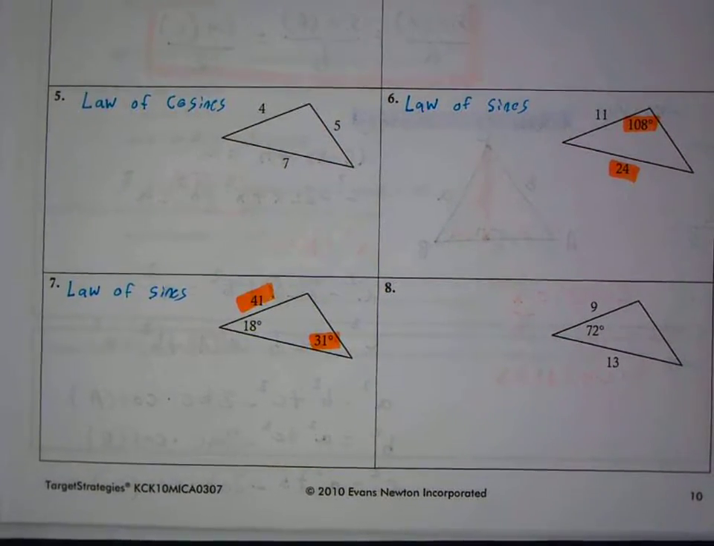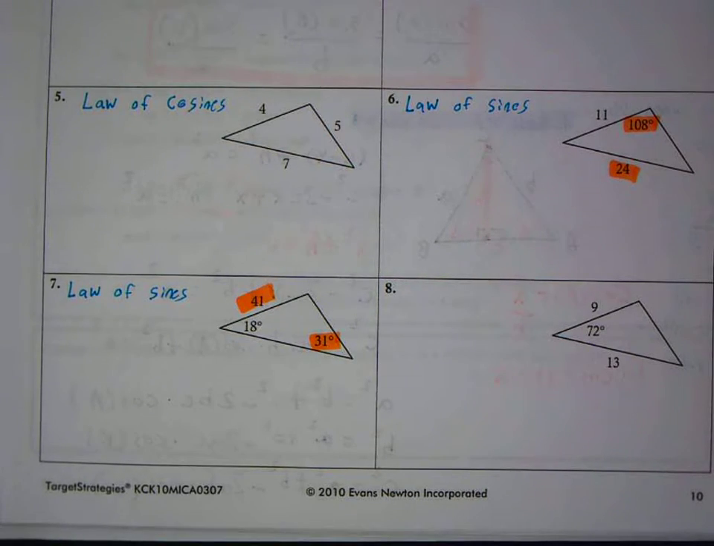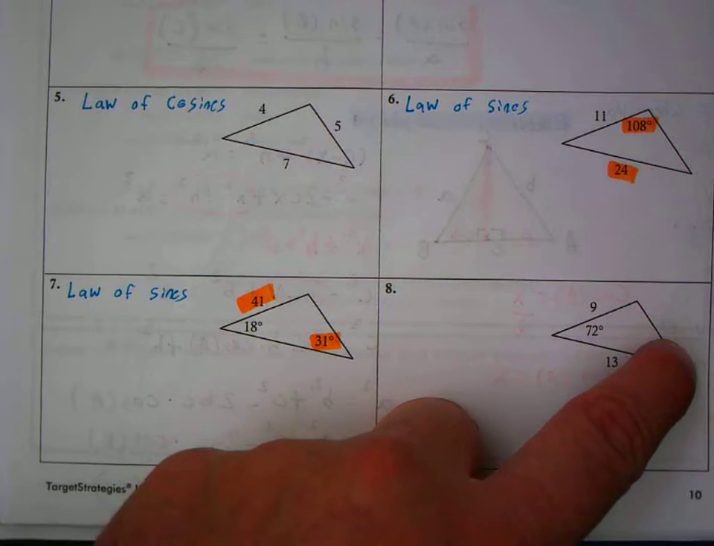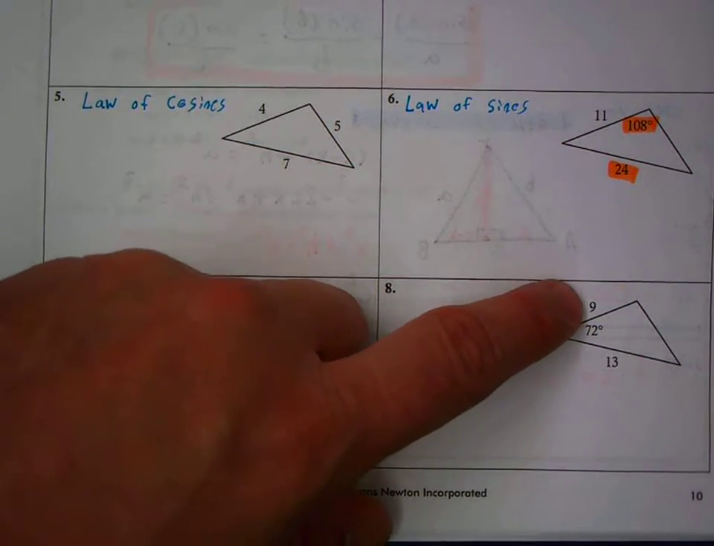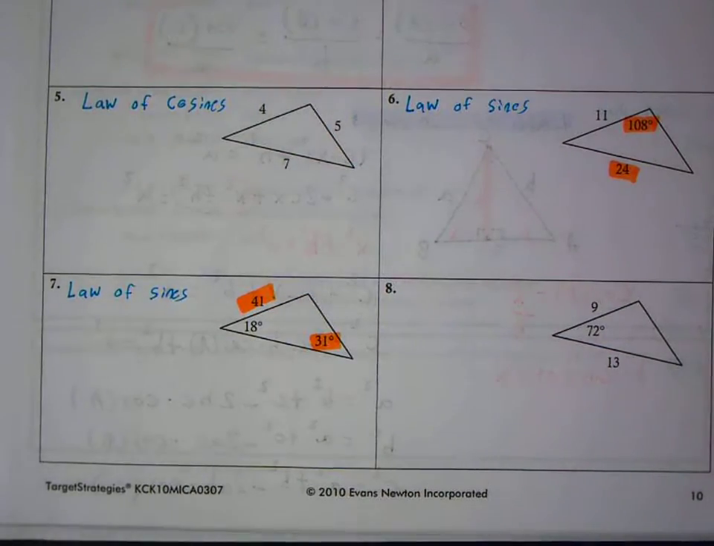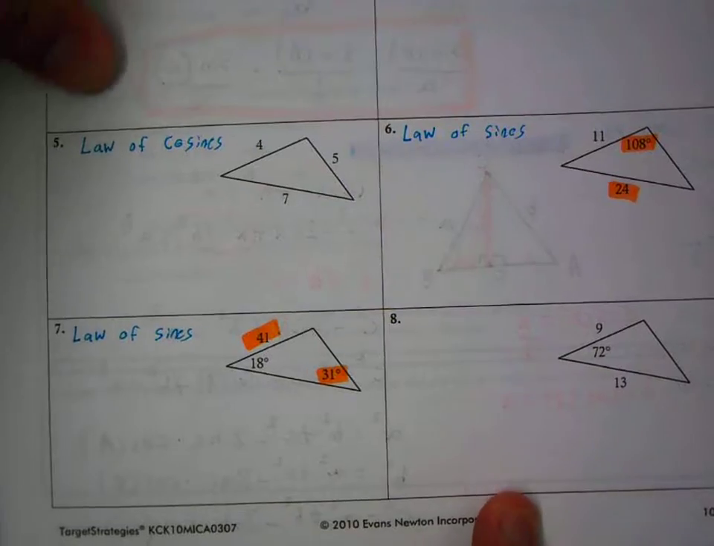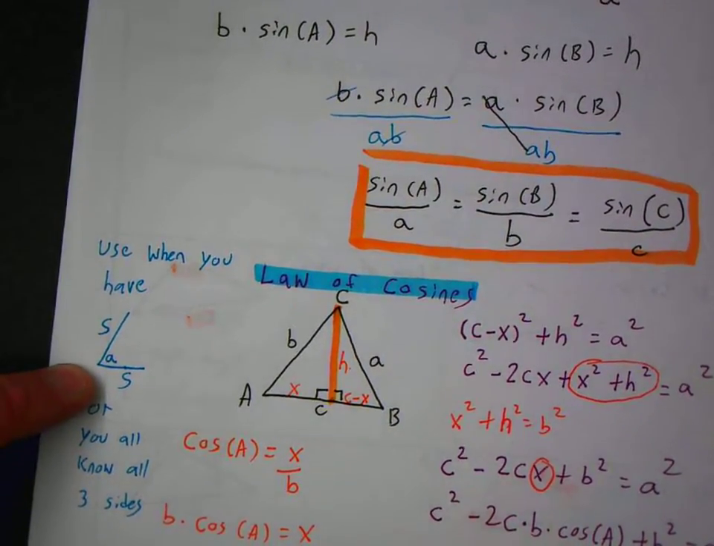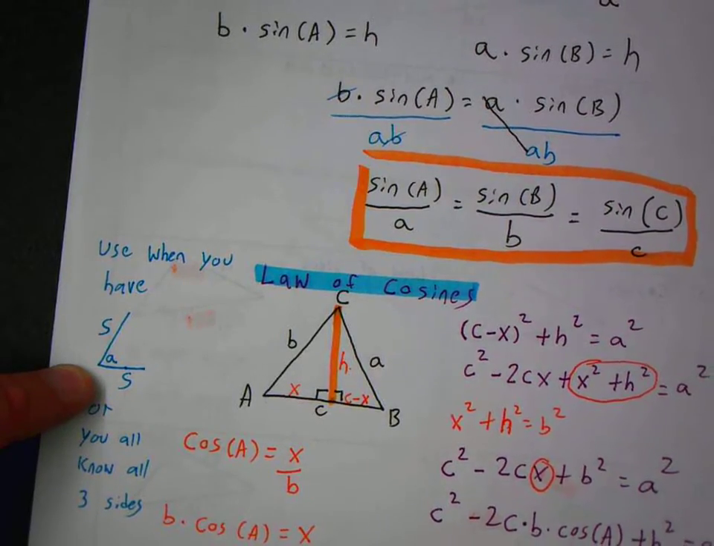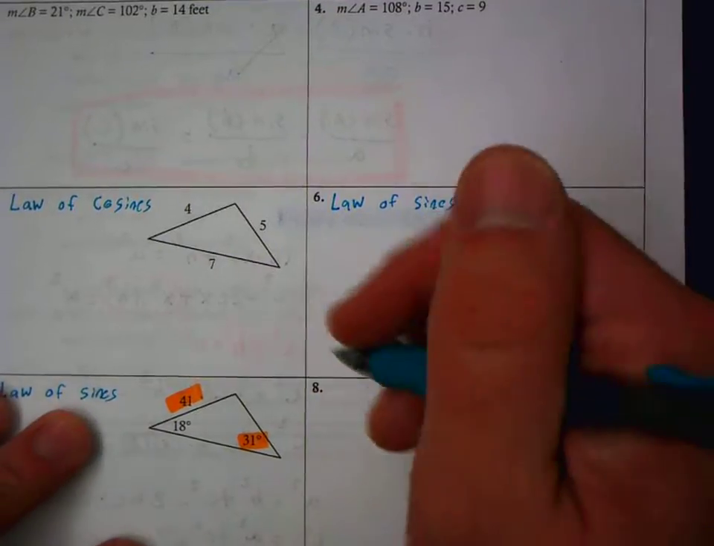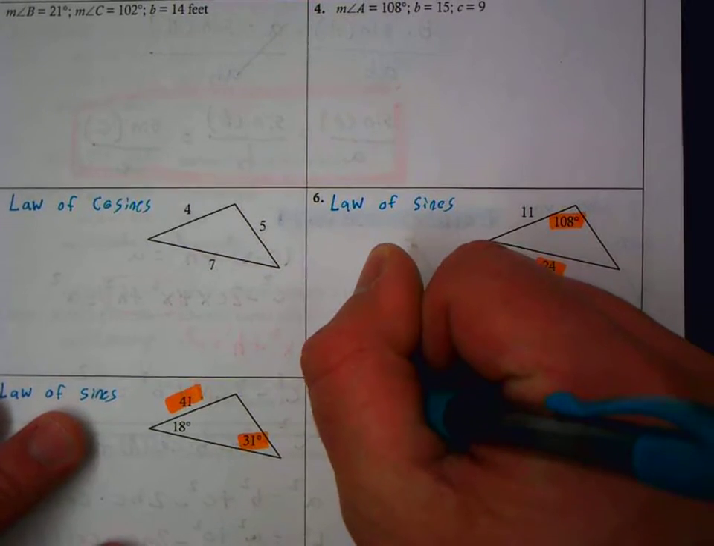Number 8. I know an angle, but I don't know what the side is across from it. This is called side angle side. It's when the angle is included between 2 sides you know. And I believe that's how we wrote it on the back. When we know this, side angle side, we use law of cosines. Good. And we're not going to solve that today.